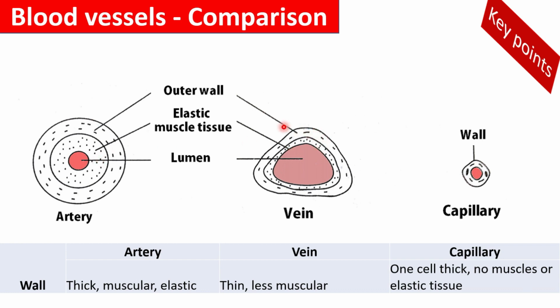And if you compare the vein, the wall of the vein is a little thinner. The wall of the vein is thinner than the artery. Look at the shape here and this shape. The next layer is the elastic muscle tissue layer, and it is also less. It is lesser than the artery. And if you see the lumen, it is bigger, and come to this part. Here there is no tissue, only cells are arranged in order in the wall. No muscles and no elastic tissue in the capillary.